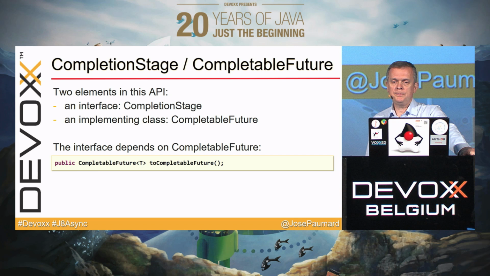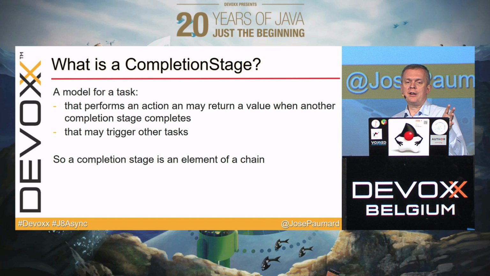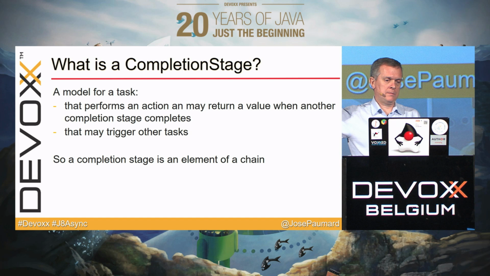What is a completion stage? A completion stage, in fact, is a model for a task in an asynchronous world. What is a task? It is something that performs an action that may return a value or may not return a value, that may take a parameter or may not take any parameter, and that may trigger another task. And that all is also linked to an upcoming task. So it's really an element of a chain of completable futures.